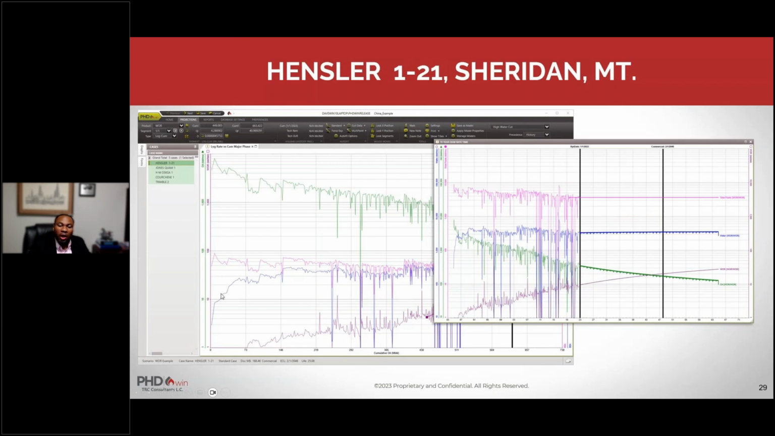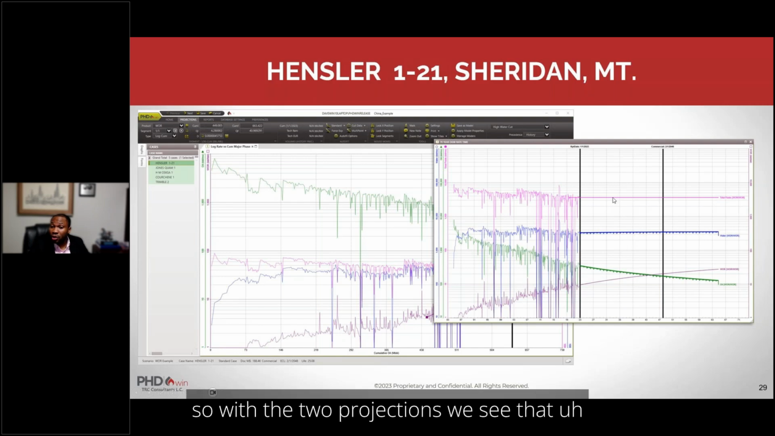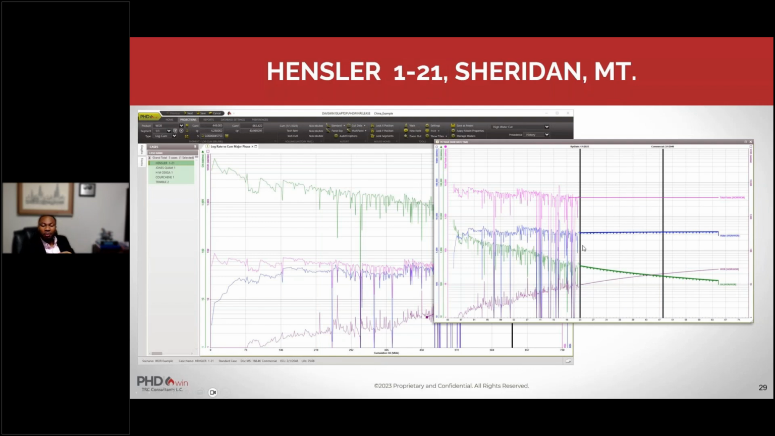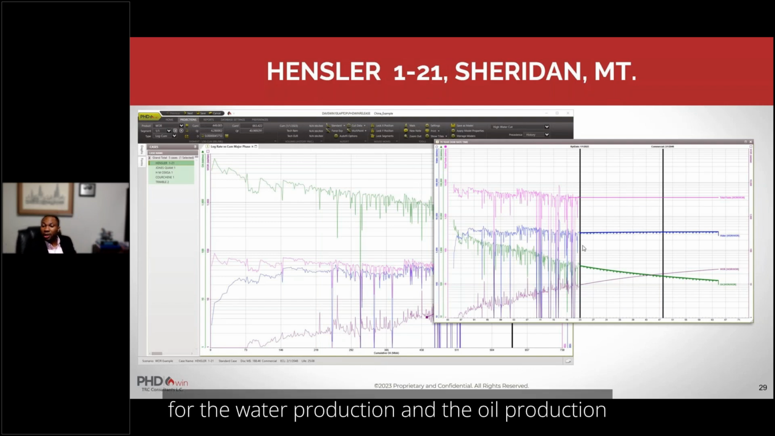So on the log water oil ratio versus cumulative oil plot, we only project the water oil ratio curve. Then on the semi-log rate time plot, we also put a projection on the total fluid. With the two projections, we have enough information to calculate both the water production and the oil production.